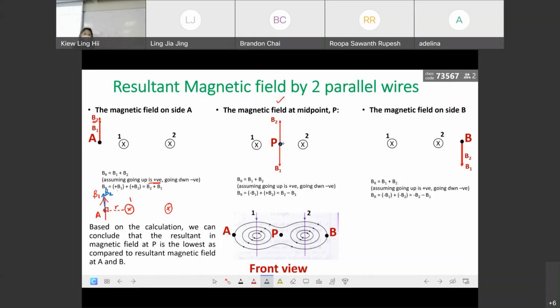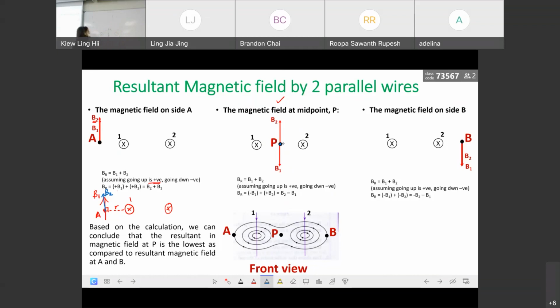So where is B1? Your thumb points towards the direction of the current on this wire, going to here. So when it passes through point P, it is going downwards. So this is B1, right? Once you are done with B1, find B2. B2 also, stick your thumb on this wire too. So when it turns around, reaching point P, it is just going upwards. So B2 is going upwards.